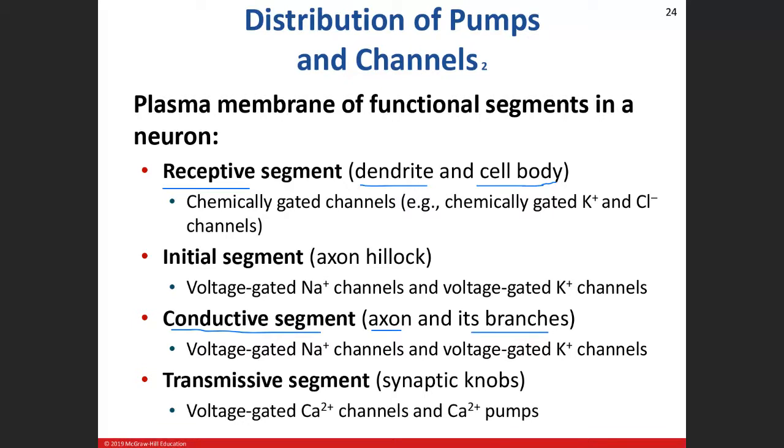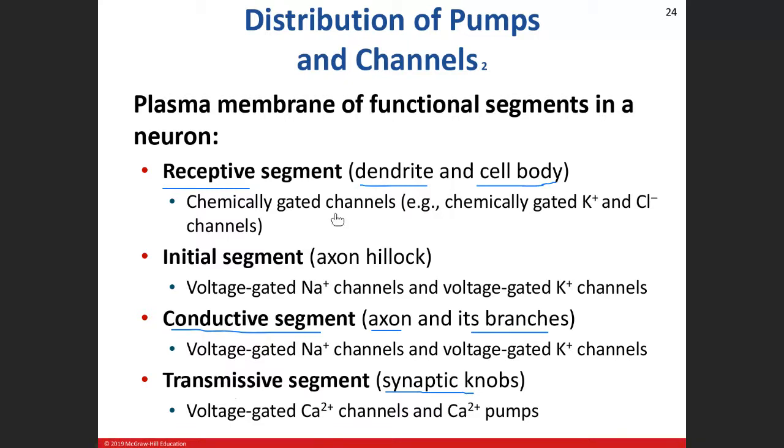And then finally, the last part is the transmissive segment, and that's the synaptic knob. The transmissive segment is going to transmit that action potential signal to another structure: to another neuron, to a muscle, to a gland. And that's what we see the synaptic knobs doing. So you want to know these terms: receptive segment, initial segment, conductive segment, and transmissive segment.